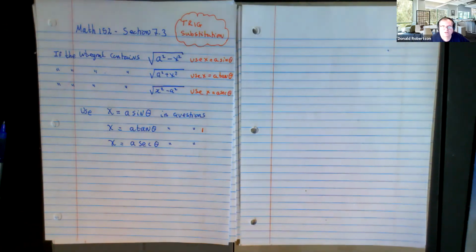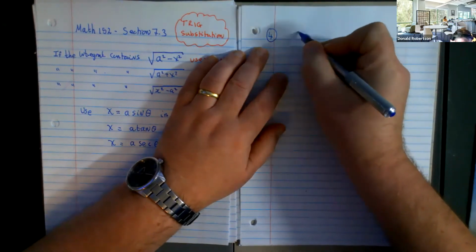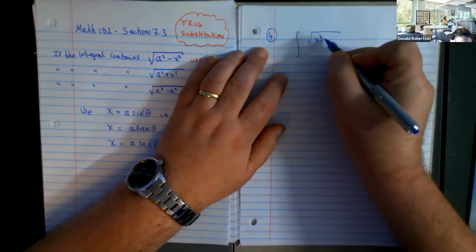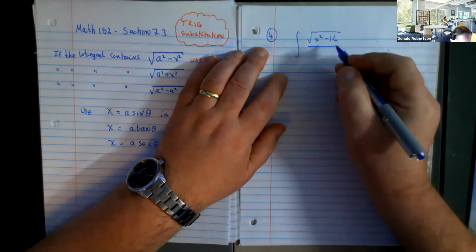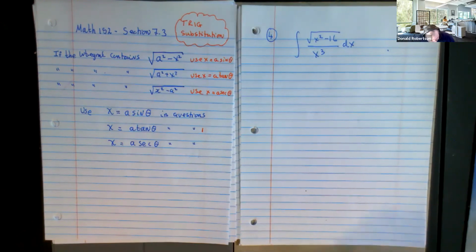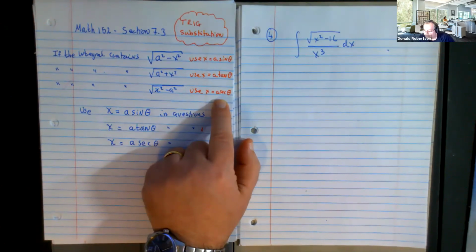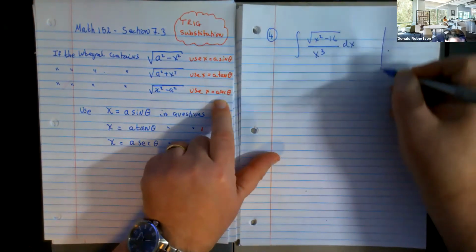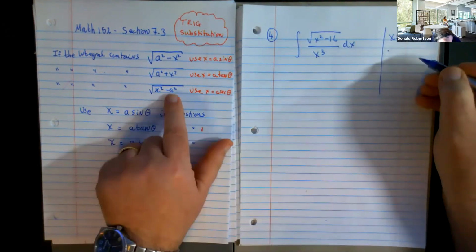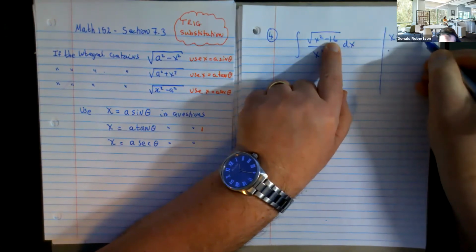Let's see what that one looks like. That one will do. Okay, so this one is my question 4. And we are going to look at the integral of square root of x squared take away 16, and underneath it is an x cubed and a dx. Now, can you see, because it's an x squared take away a number, it's a secant story. And the x sub that I'm going to use is going to be x equals 4 secant theta.